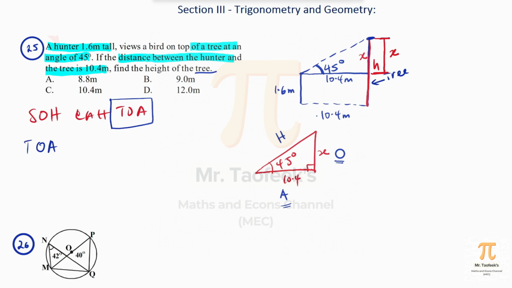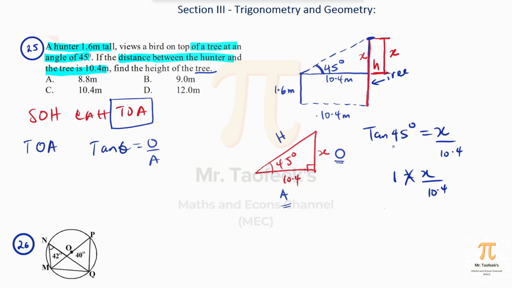And TOA simply means tan of the angle, tan theta, is equal to opposite over adjacent. In this case, that's going to be tan 45 degrees, because the angle is 45, is equal to the opposite x over the adjacent 10.4. So what is tan 45? Tan 45 is basically 1, which is equal to x over 10.4. Cross multiply, x is going to be 1 times 10.4, which is 10.4.